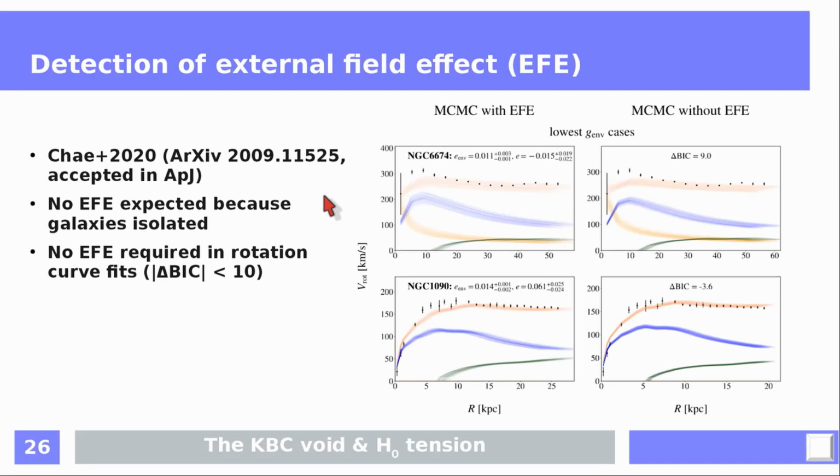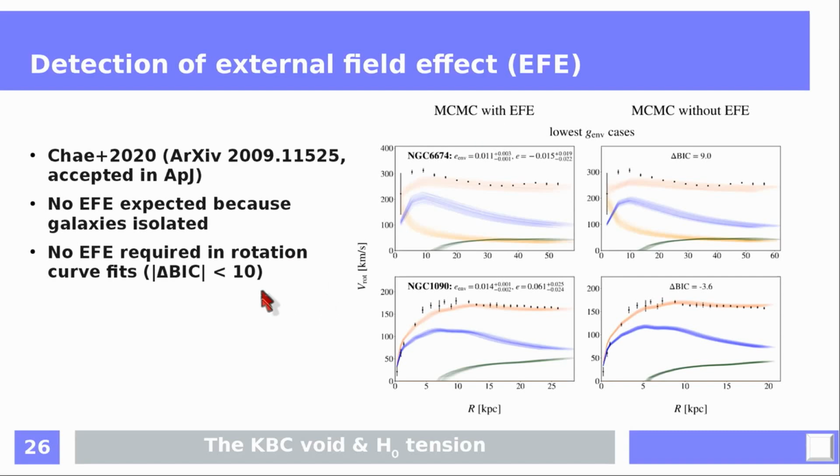galaxies. So first of all, if I show what happens to the galaxies in more isolated environments, if you do the rotation curve fits with the EFE or without the EFE, the external field effect allowed in the analysis, it doesn't make much difference. So allowing the external field effect in the fits does not substantially help the fit, which you can quantify with the Bayesian information criterion. There is obviously some improvement with the EFE, but it's not enough to justify the extra parameter.